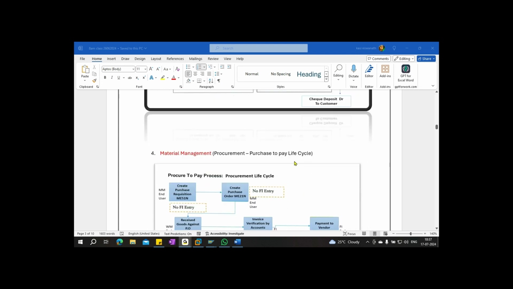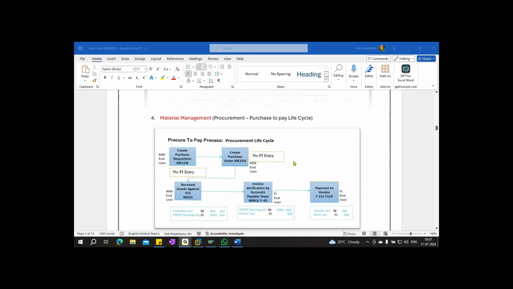Now, the fourth one, material management. Nothing but the procure to pay life cycle.